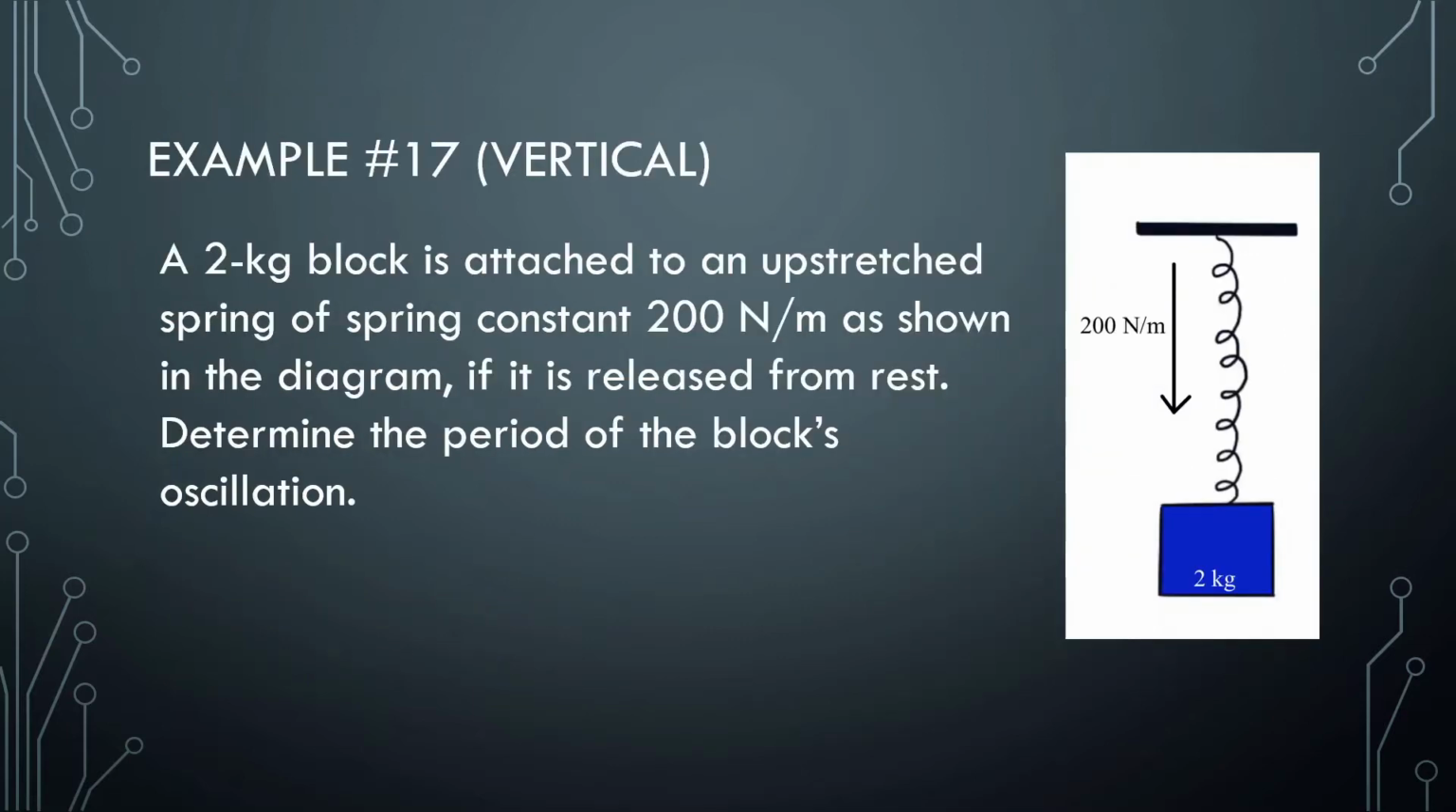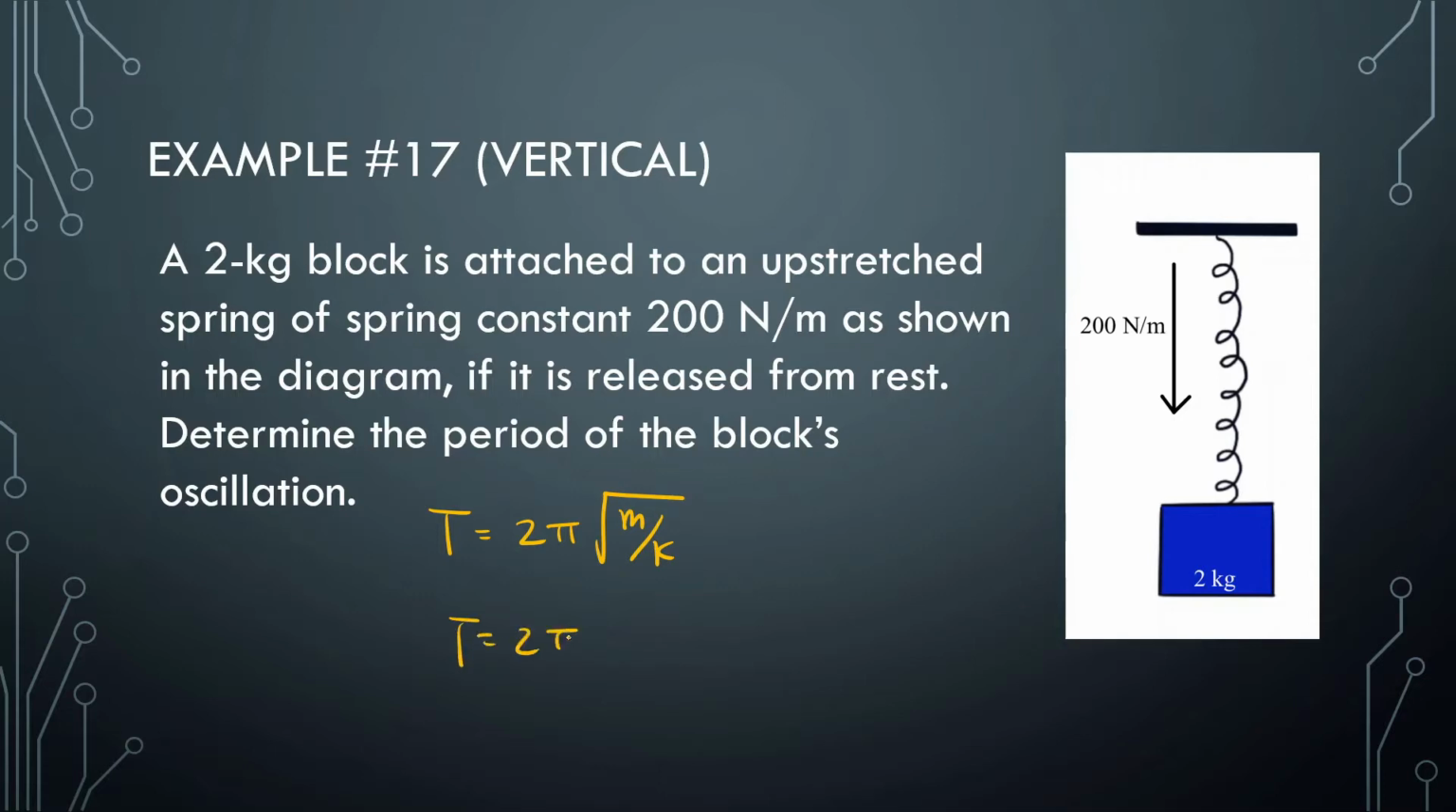We have a 2 kilogram block attached to an unstretched spring of spring constant 200 newtons per meter, as shown in the diagram. It is released from rest. Determine the period of the block's oscillation. Just because it's vertically positioned and not horizontally positioned, mathematically it's going to be the exact same thing. The period is equal to 2π√(m/k). So we're just going to plug all this in.